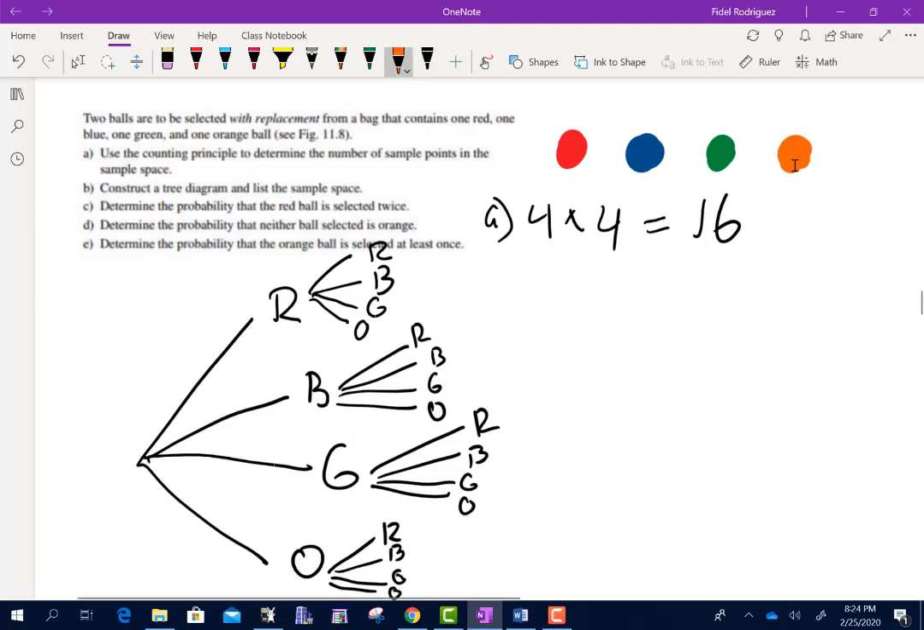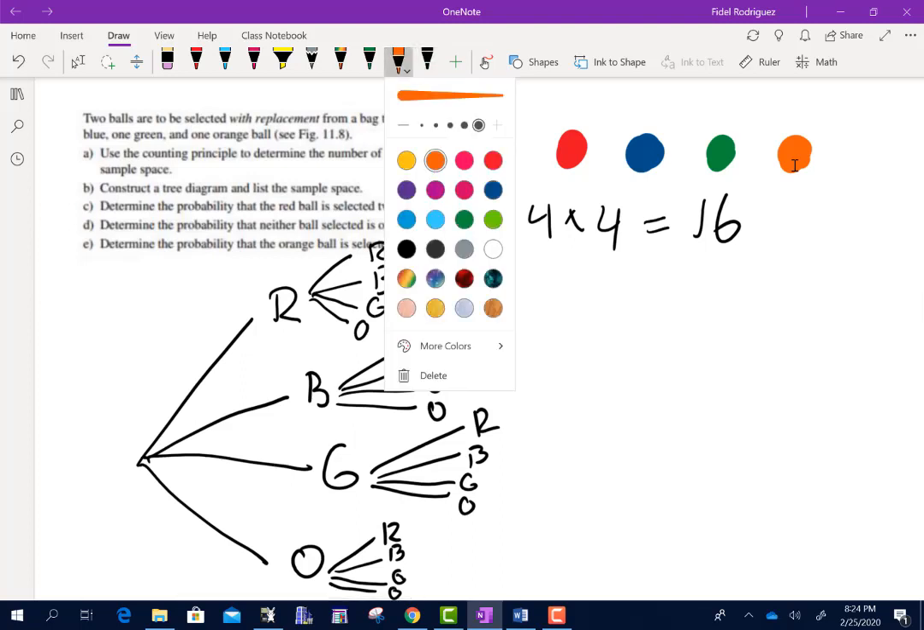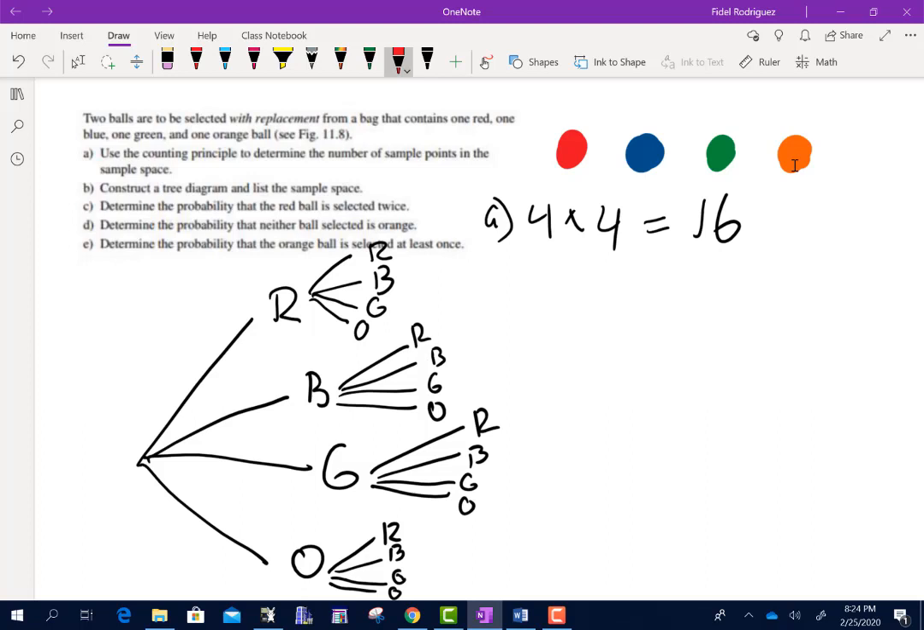So now let's take a look. Let's come back here and let's go, I don't know, let's go with red. Okay. So that was part B. Let's take a look at part C. Part C says, determine the probability that the red ball is selected twice. So notice we have a total of 16 options here. The only time the red ball is selected twice is if the first one is red and the second one is red, that's only one option out of those 16, okay?